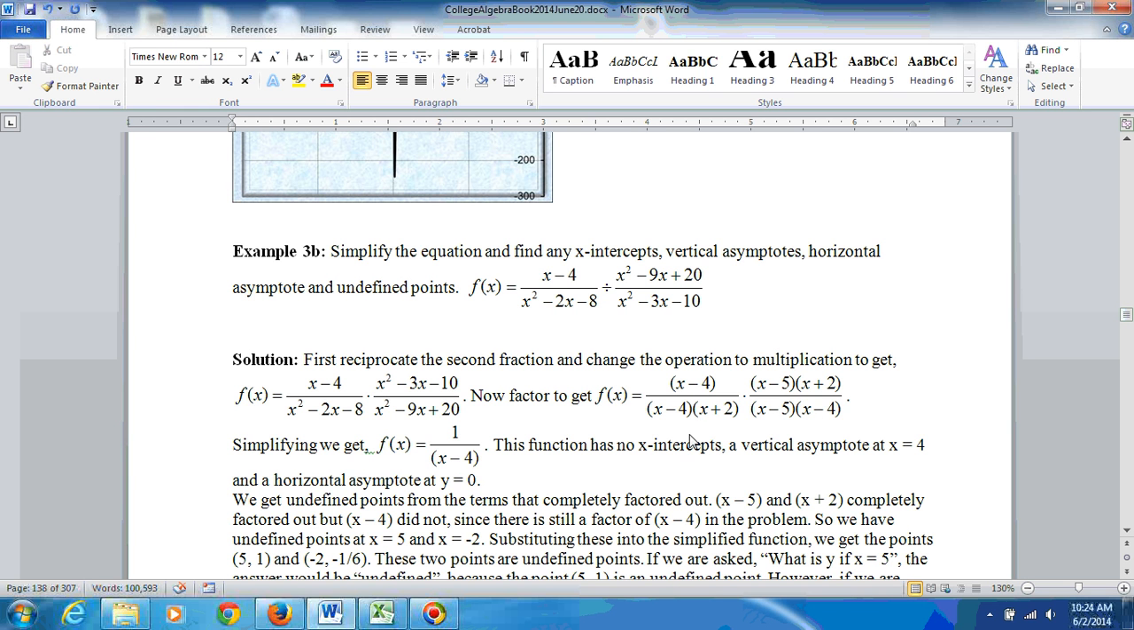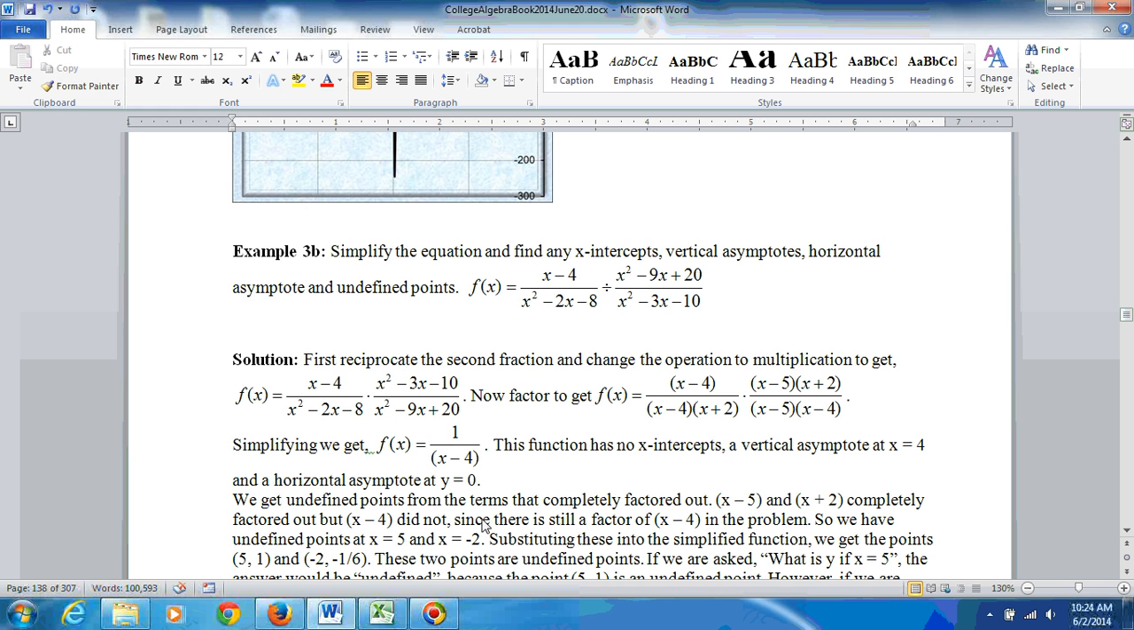Now, every term that's been completely canceled out, the thing that makes that term equal to 0 will be an undefined point. Now the x minus 4 didn't get completely canceled out, so that's not an undefined point. But the x plus 2 did, and the thing that makes that term equal to 0 is negative 2.